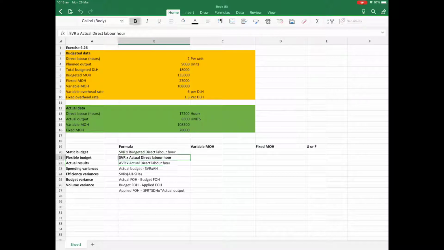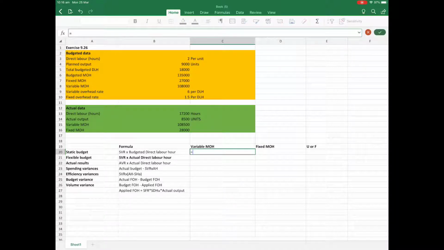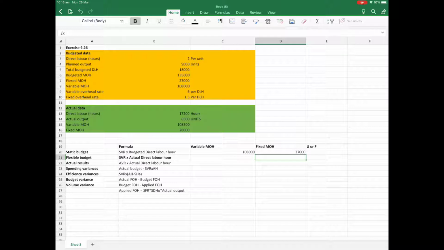Here I have one column for the formula, one column for the variable overhead and one column for the fixed manufacturing overhead. And here I write down static budget, flexible budget, actual result, spending variance, efficiency variance, budget variance, and volume variance. So let's put the figures in first. For the static budget, the variable overhead is this cell, and the fixed overhead is this cell. You just transfer from above.